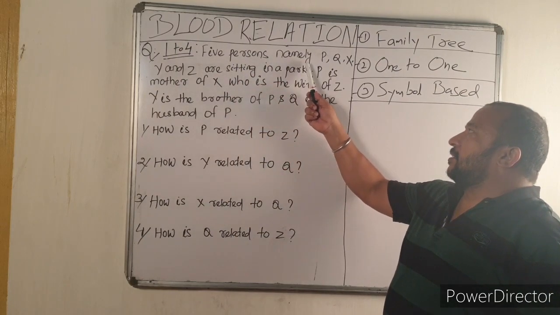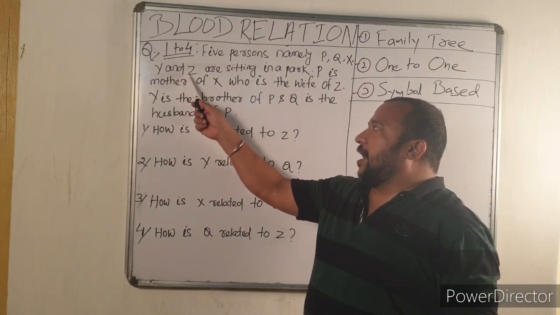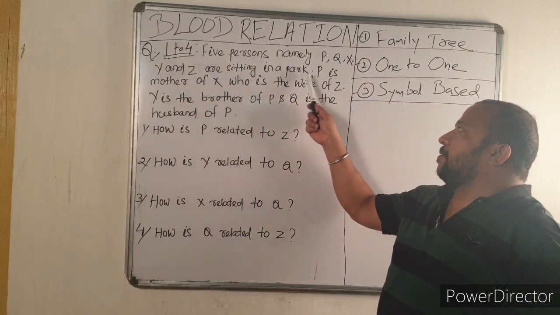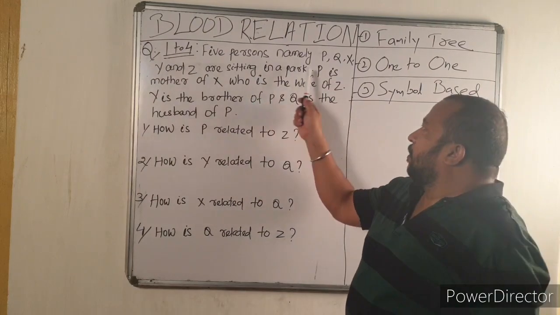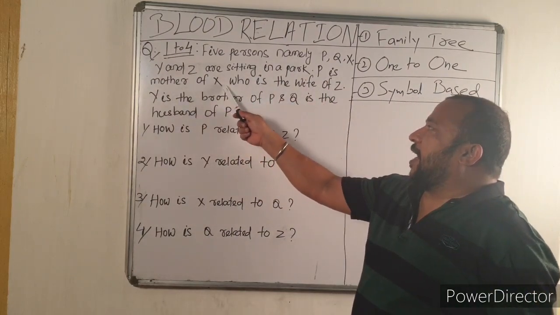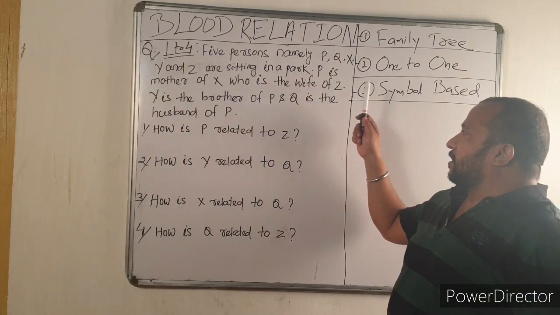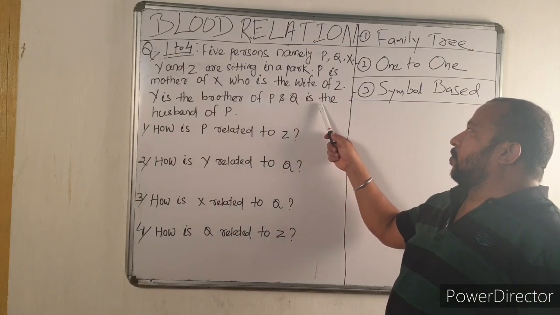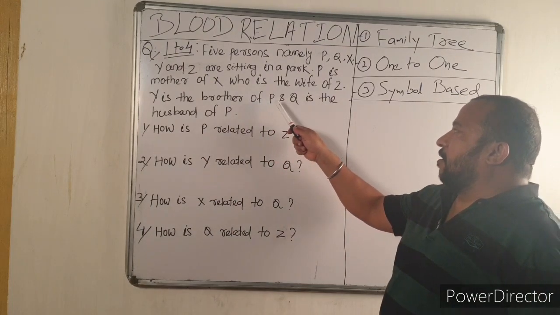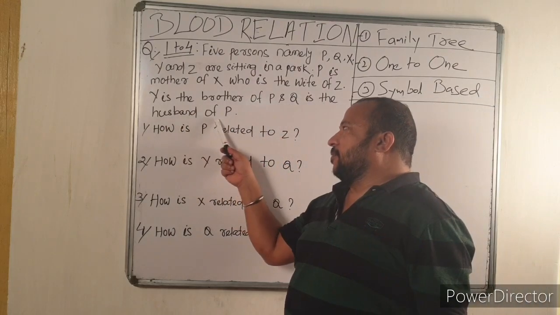5 persons P, Q, X, Y and Z are sitting in a park. P is the mother of X, who is the wife of Z. Y is the brother of P, and Q is the husband of P.